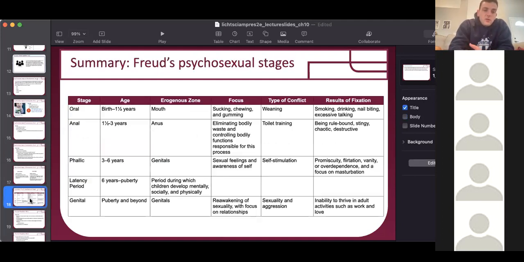Referring back to our chart, 18 months to 3 years, the erogenous zone is the anus. Focus is eliminating or controlling bodily functions, so either holding on or letting go, because that's what that phase is all about. And then the fixation can go one of two ways: being rule bound or stingy, so that's anal retentive, or chaotic and destructive. You can see how the focus in the initial stage reflects itself in the conscious behaviors later on. Having control or not having control when trying to hold on to or release your bodily function plays itself forward into these fixated behaviors later on of either having control or not having control.